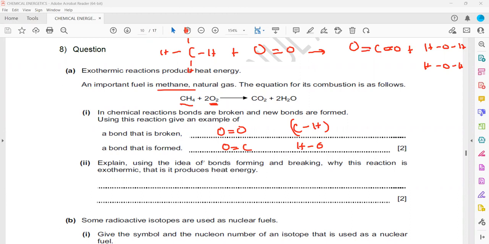Then explain using the idea of bond forming and breaking why this reaction is exothermic. It's the same thing that you will mention. The bond breaking energy is less than the bond forming energy. That's why the overall reaction is exothermic. If it was an endothermic reaction, the bond breaking energy would be more than the bond forming energy.